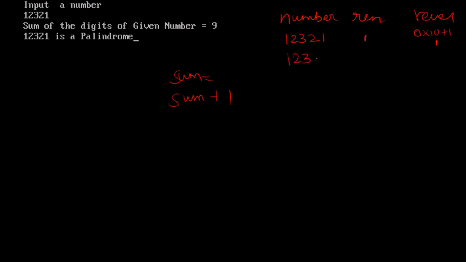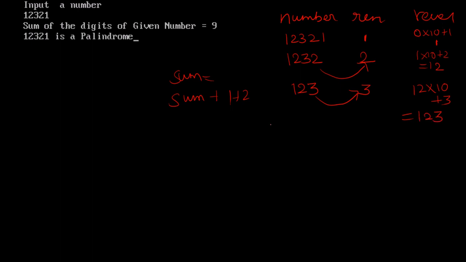So it will become 1, 2, 3, 2. Once again, when I divide, the remainder will be 2. Then when you multiply 1 into 10 plus 2, it becomes 12. And we say sum is equal to sum plus 1 plus 2. Once again, we'll come here. We divide by 10 and get 1, 2, 3. When you extract the digit, it will become 3, and 12 into 10 plus 3 is equal to 123. Like this we process, and we will be getting the digits also.